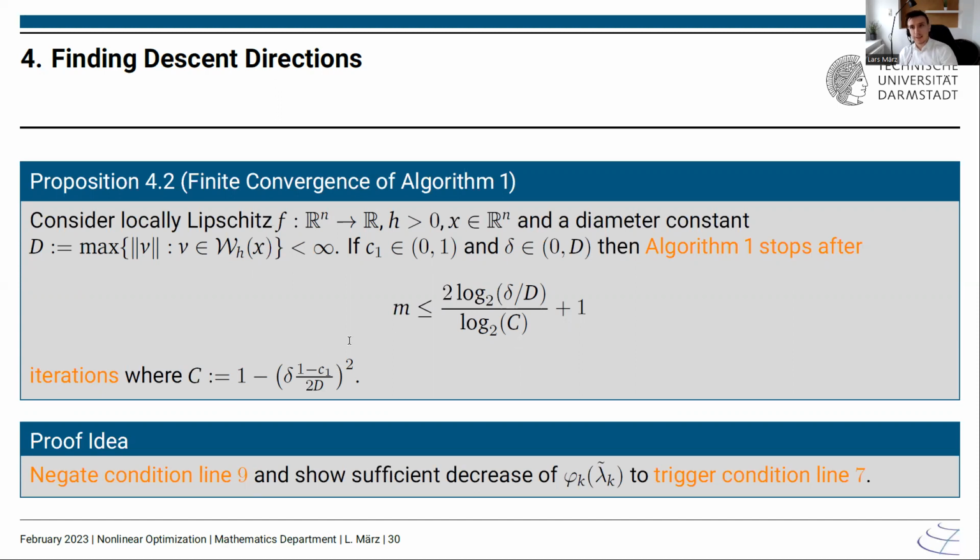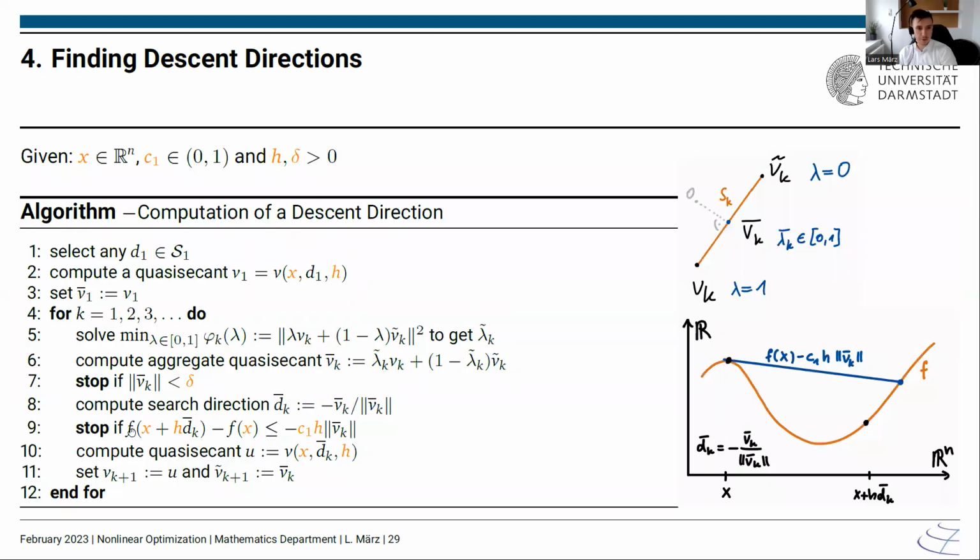And the proof idea is, the whole proof can be read again in the main paper, which this presentation summarizes. But the idea is to negate the condition in line 1. So say we don't exit the loop with line 9, but line 7. So we negate this inequality and show that then at some point 7 will kick in.